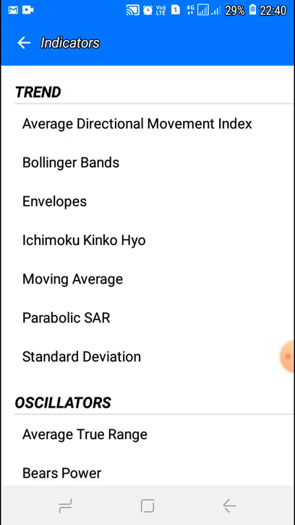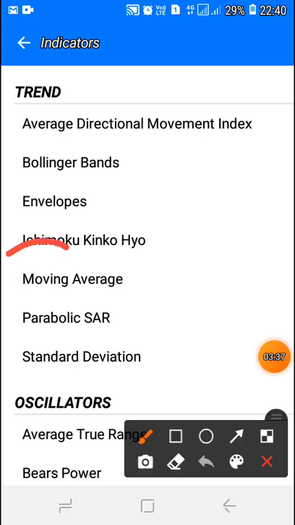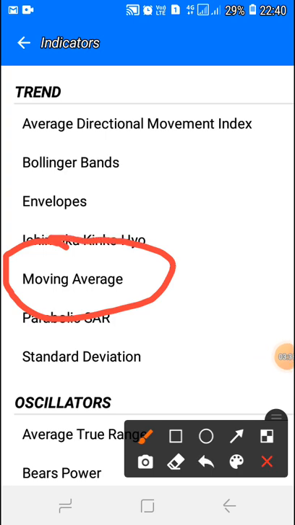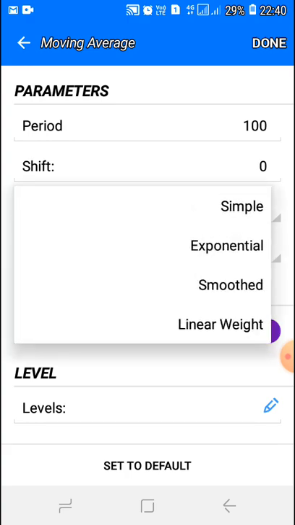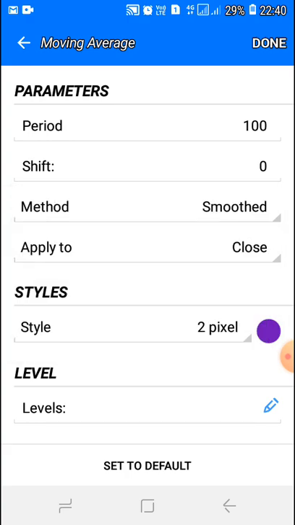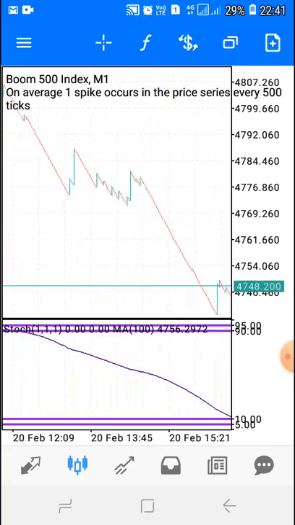The next indicator we're going to add with the stochastic is our moving average, right? Now, add your moving average. Make sure that the parameters are like this. The period should be 100, shift zero, method smoothed, apply to close, style 2 pixel purple, right? So this is how it looks.